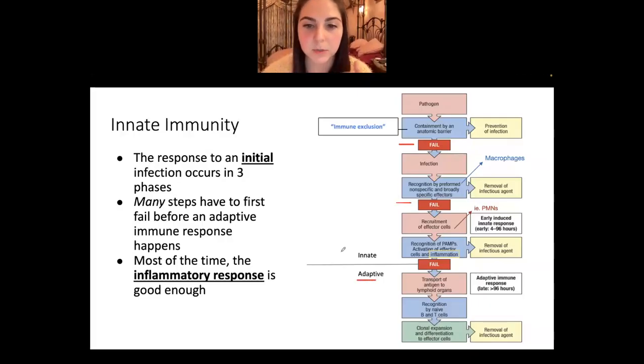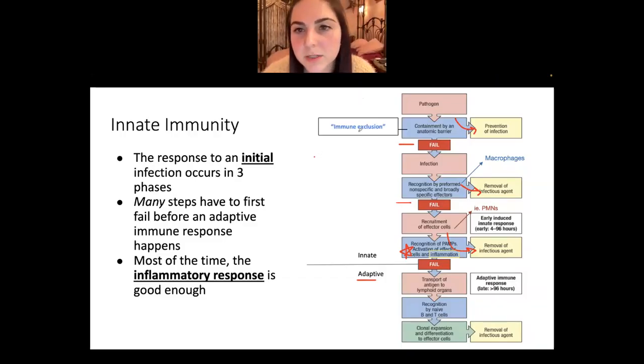The adaptive immune system is really going to kick in if your body needs it. But a lot of the time, the inflammatory response, which is the last step of the innate immune system, is usually enough to get rid of the infectious agent. You can see here with the little tiers, we could stop the infection at this level, and if that fails, we move on. Then at this level, we could also remove it, but if that fails, we move on. And then we could also stop it here, and if that fails, now we're going to trigger the adaptive immune response. So it's this idea of failure before we get to the adaptive immune system.